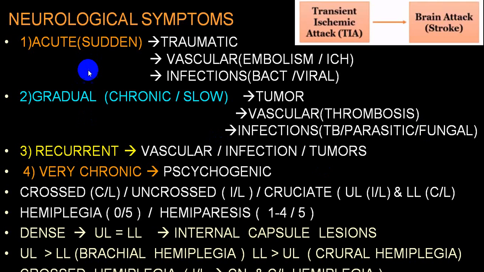If there are recurrent episodes, more in favor of vascular, some infections and occasionally in case of tumor. If it is very chronic, say the person is complaining to you since the last 5 years, 10 years, and does not fit with any particular picture, then it is more in favor of psychogenic, or we call hysterical.